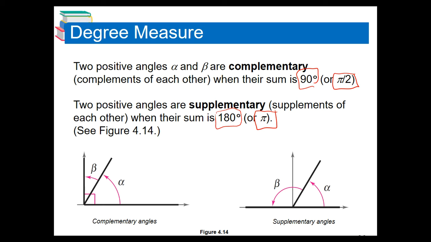So here are two complementary angles. They combine to form a 90-degree angle, so these two are going to add to pi over 2 or 90 degrees. And then these two form a straight angle, so they are going to add to pi, or 180 degrees.